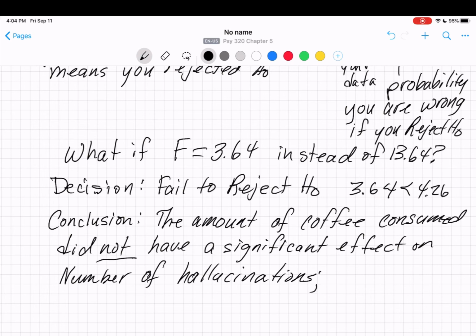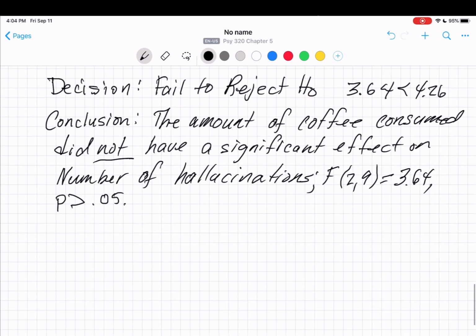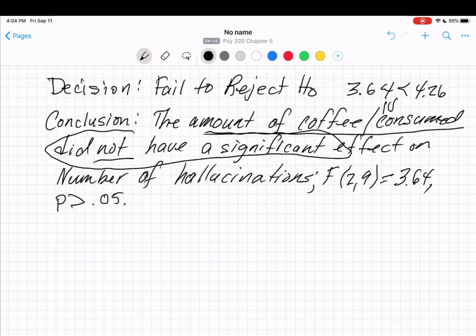Okay, and then we would have F with 2 and 9 degrees of freedom, but now our F is only 3.64, right? That's what we're pretending, right? And so in this situation, our P is greater than 0.05, okay? So again, we still have amount of coffee consumed, so still our IV, but now we're saying it did not have a significant effect. Did not have a significant effect.